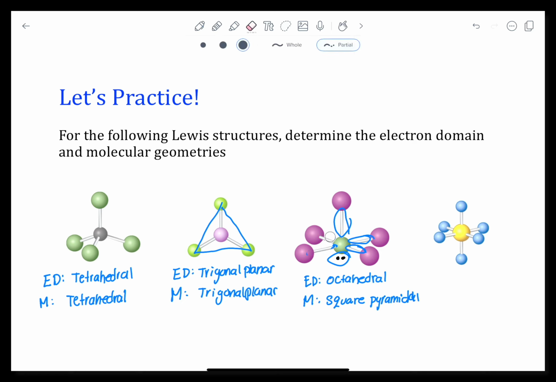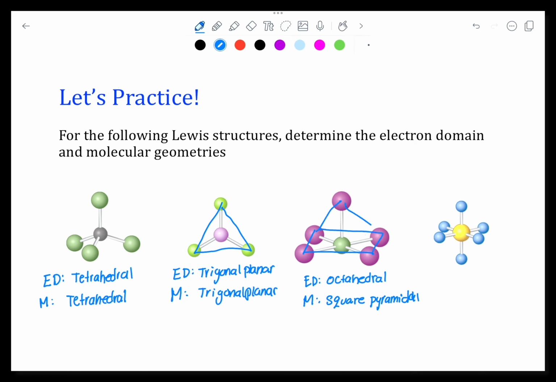Let's look at that. I'm going to erase my lone pairs for this because they don't matter for our molecular geometry. I make a square out of my base, and then they all connect to the top to make a pyramid. So square pyramidal. Our last one, the electron domain geometry, well, I have 1, 2, 3, 4, 5, 6 electron domains again, so this would be octahedral. And the molecular geometry is the same because there are no lone pairs. It would also be octahedral.